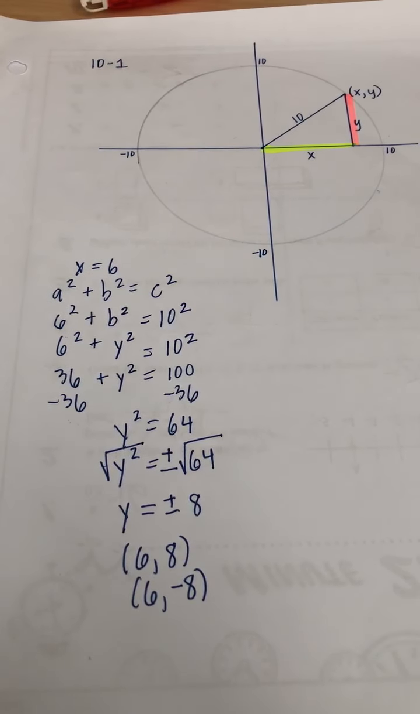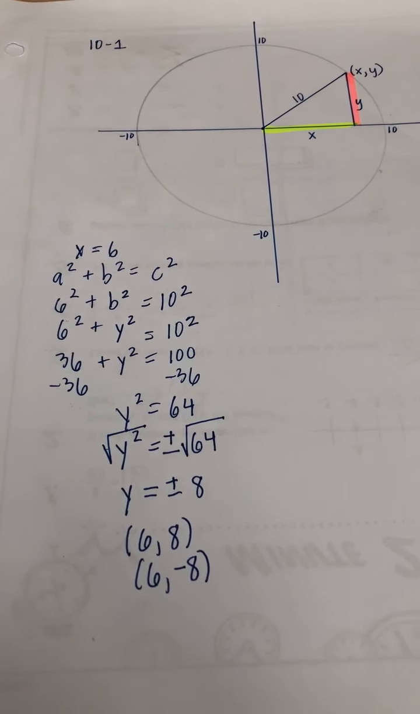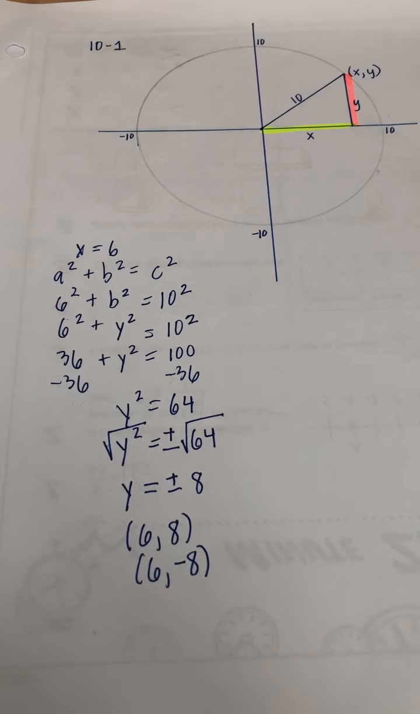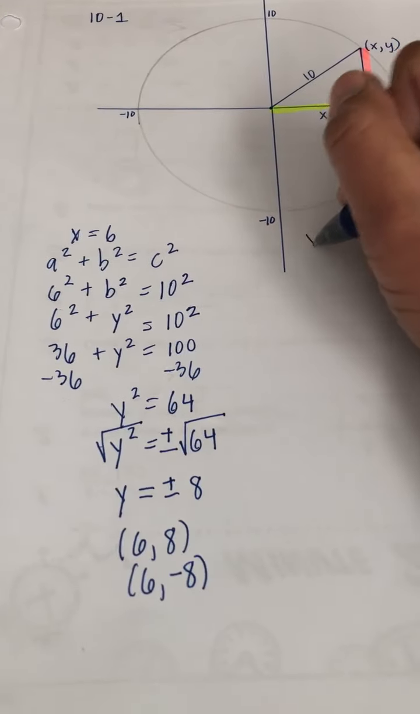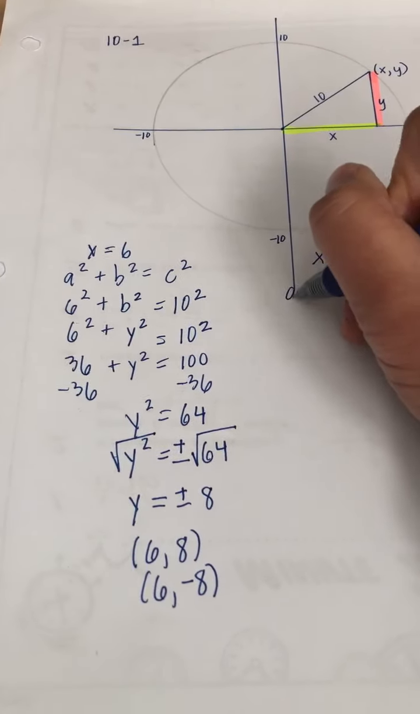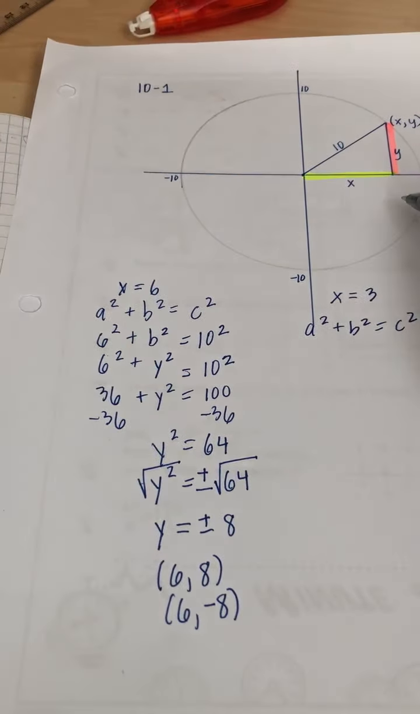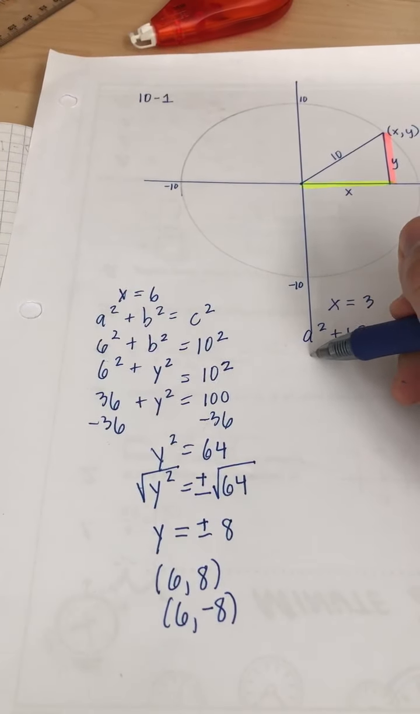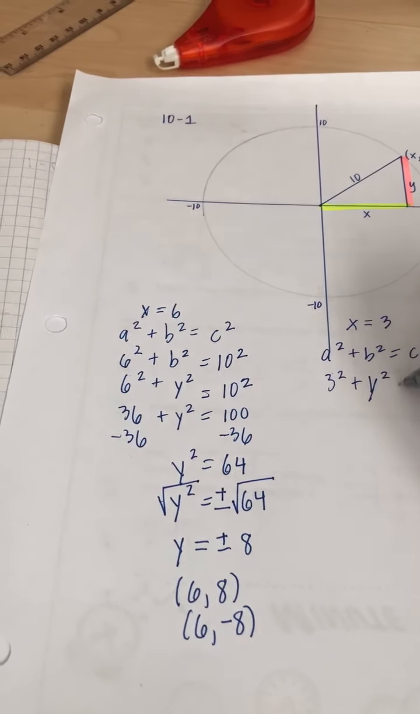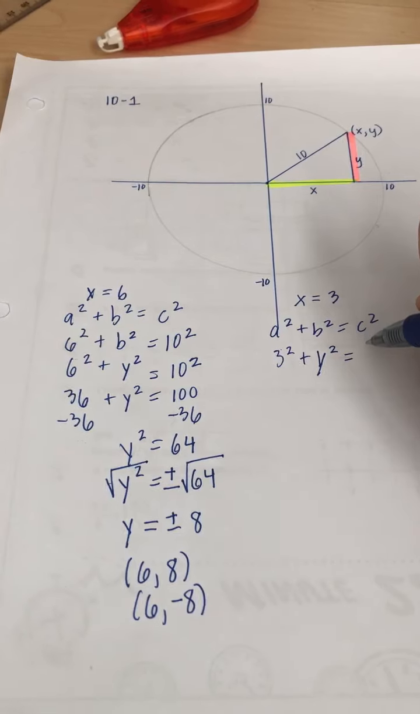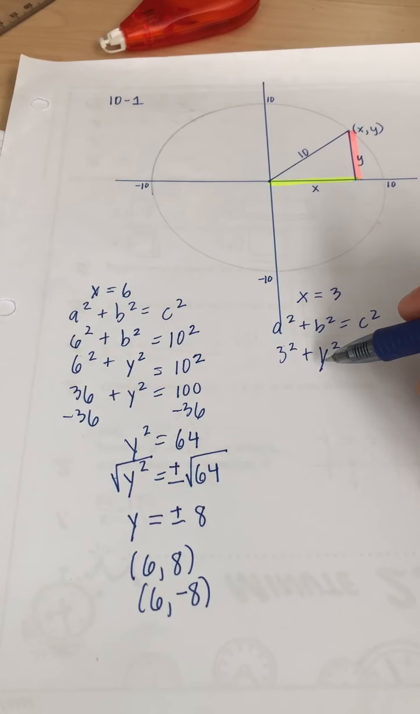And then C is asking us, what if x is equal to 3? For each point on the circle where x is equal to 3, what is the corresponding y value? And then again, it asks us to use the right triangle to justify the answer. So we can do the same thing here. X is equal to 3, put it in the Pythagorean theorem. This time we're going to let x equal 3, so that's one of the legs. The other leg is y, so y squared equals, and then the hypotenuse is 10, so we have 10 squared.